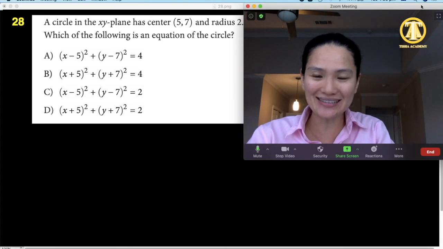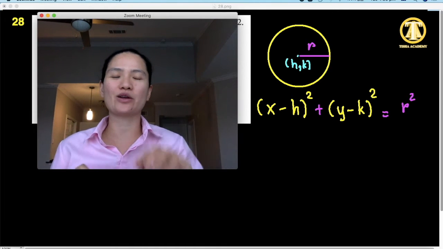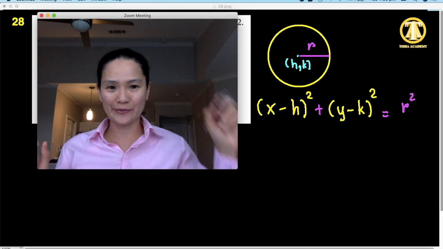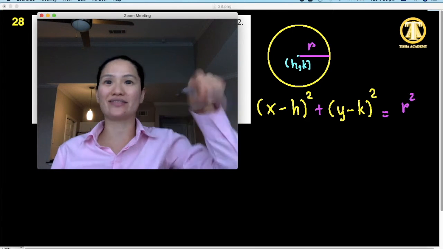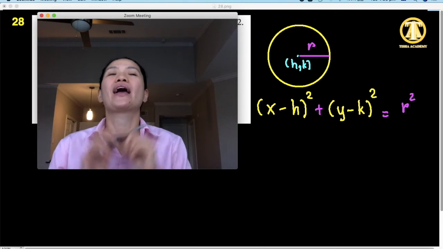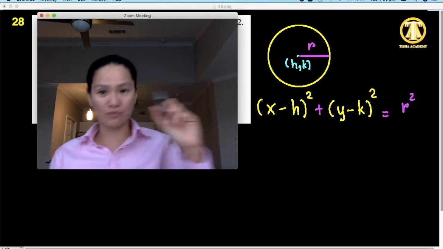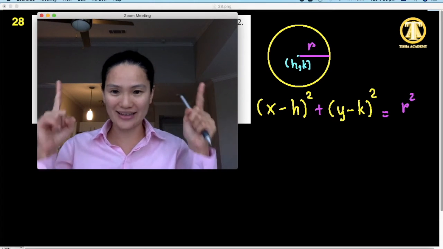Are you ready? Let's try to remember the formula of the circle together. Okay, let's go. Remember the model in your mind right now. So you see the circle and then (h, k) is the center. And then we have r, which comes from radius. And you know that the radius is half of the diameter.